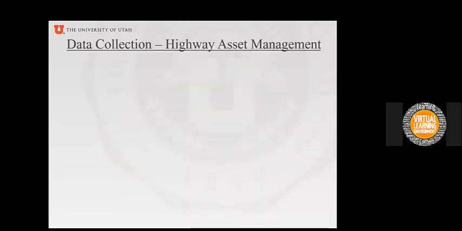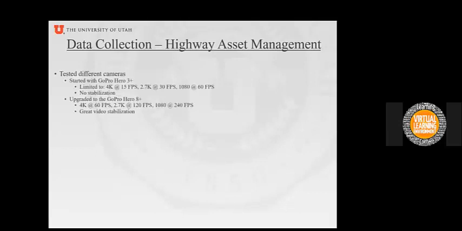So let's talk a little bit about the data collection procedures for our highway asset management. We tested different cameras. We started with a GoPro Hero 3 Plus, which had limited video resolutions and frame rates, and it also didn't have any in-video stabilization. After creating a few successful asset management models, we decided that it would be best to upgrade the camera, which is what we did.